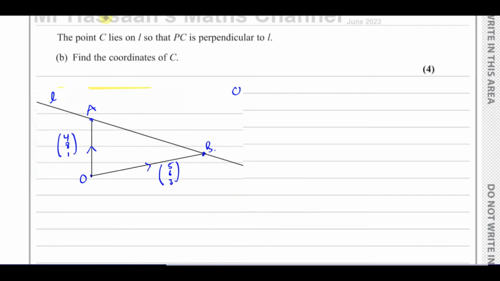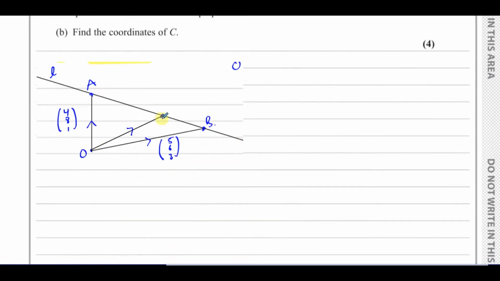So it says C lies on the line AB somewhere. C lies somewhere on this line. Let's say it lies over here. It didn't tell us exactly where, so I'll just put it anywhere. Now, we don't know the coordinates of C. We'll call that (x, y, z).